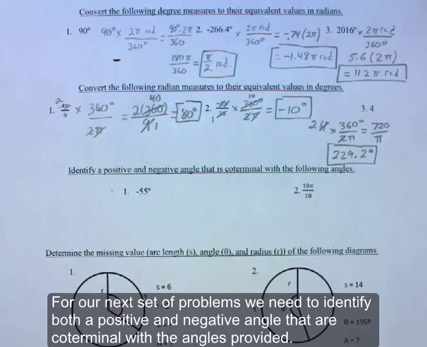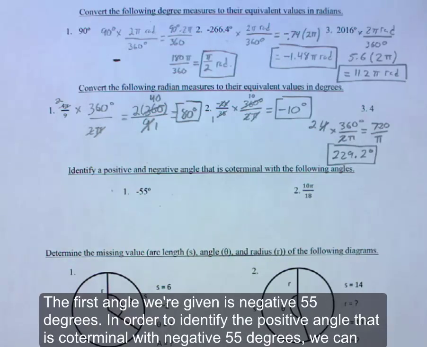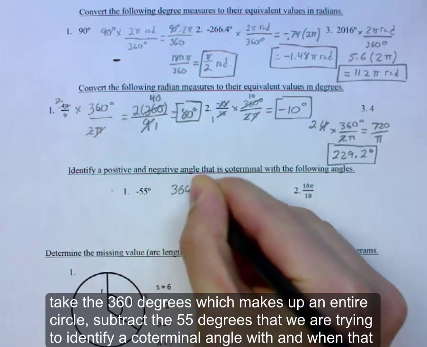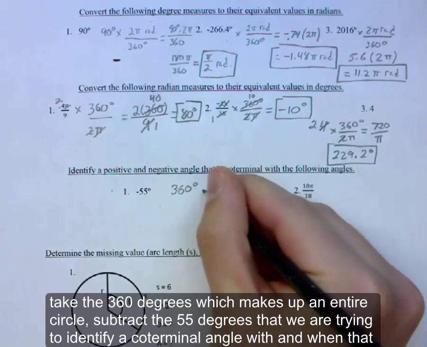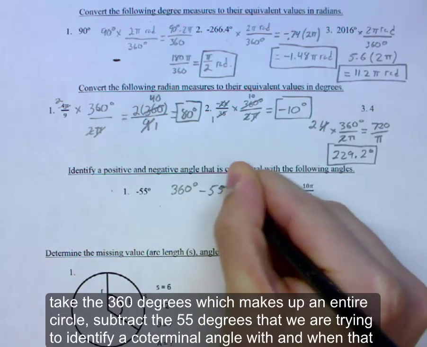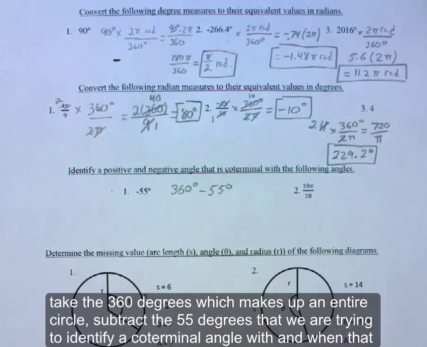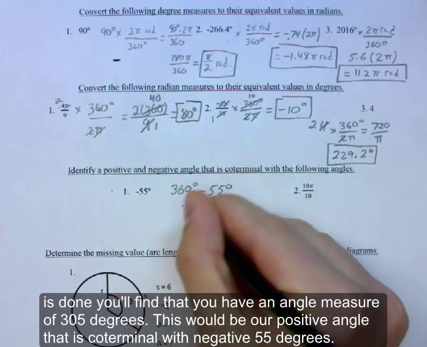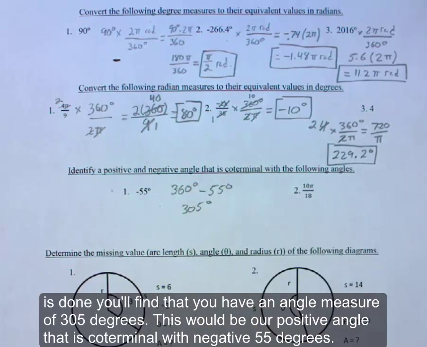For our next set of problems, we need to identify both a positive and negative angle that are coterminal with the angles provided. The first angle we are given is negative 55 degrees. In order to identify the positive angle that is coterminal with negative 55 degrees, we can take the 360 degrees, which makes up an entire circle, subtract the 55 degrees that we are trying to identify a coterminal angle with, and when that is done, you'll find that you have an angle measure of 305 degrees. This would be our positive angle that is coterminal with negative 55 degrees.